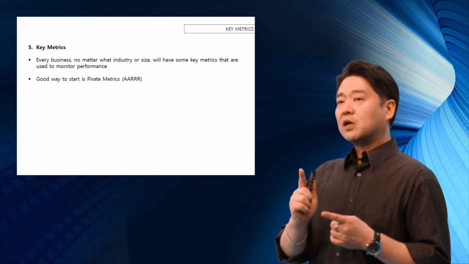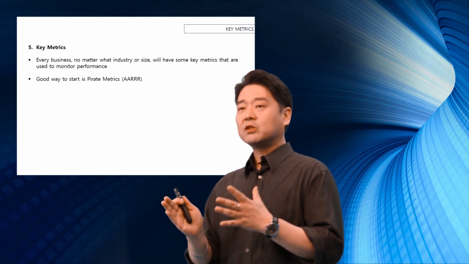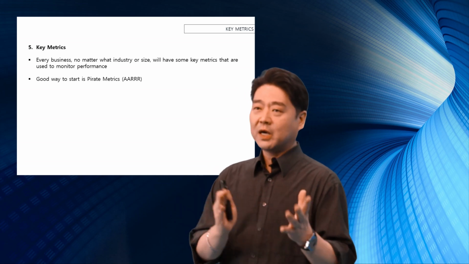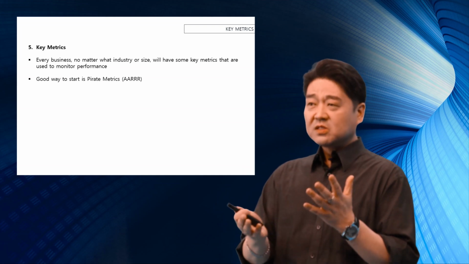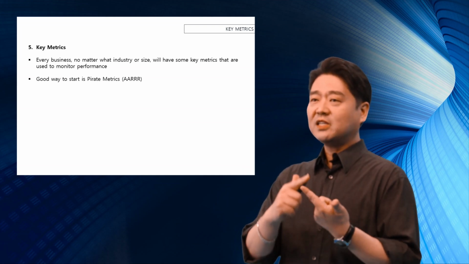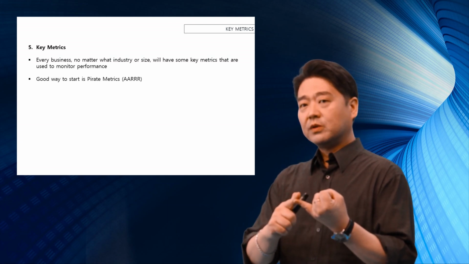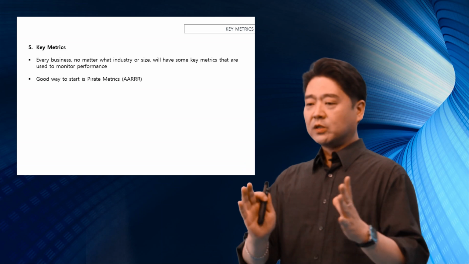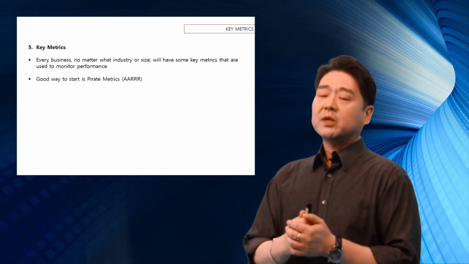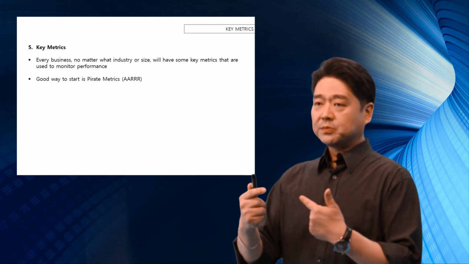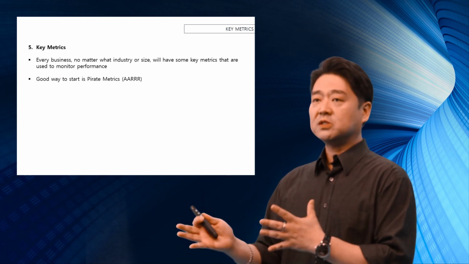One good way to start is a pirate metrics called AARRR. The reason why it is called a pirate metrics is because it sounds like a pirate, R. So this AARRR stands for acquisition, activation, retention, referral, and revenue. It applies really well to high-tech companies, especially like web-based companies or app companies. But at the same time, with a little bit of modification, it can be applied to any type of products or services as well.